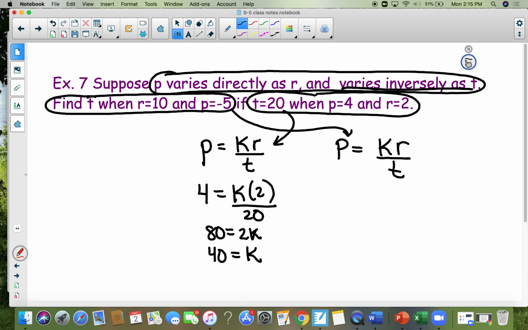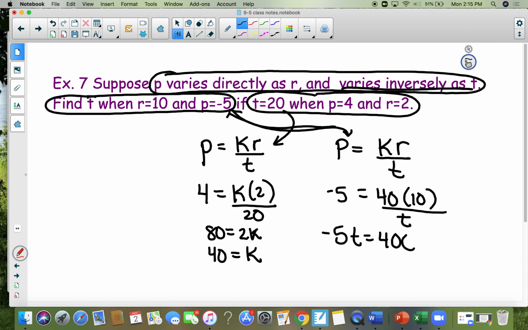So I'm going to go over here, and I'm going to replace my K with my 40. I'm going to use this first one right here. My P is -5, and my R is 10. And I'm trying to find T. Multiply both sides by T. I get a -5T equals 400, so T is equal to a -80. Final answer.